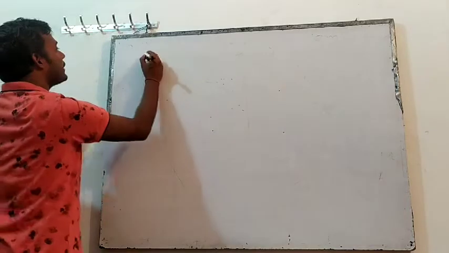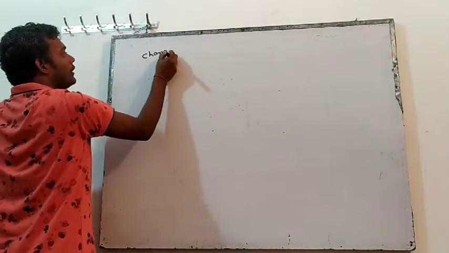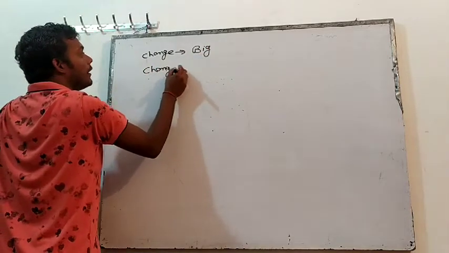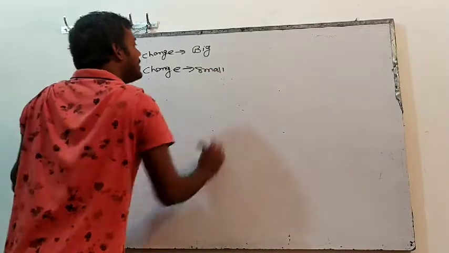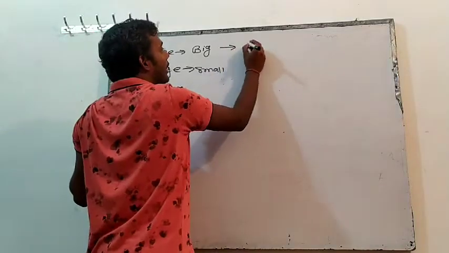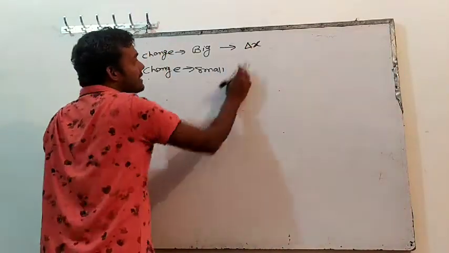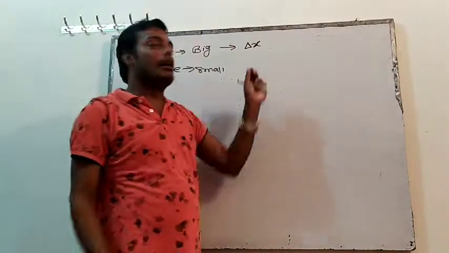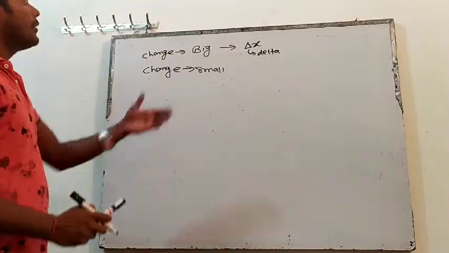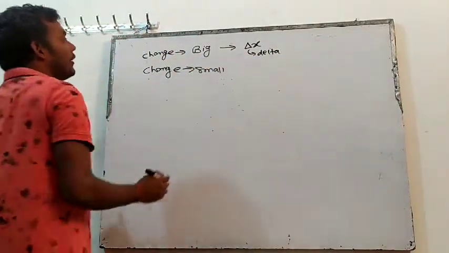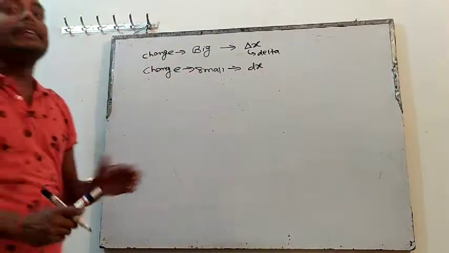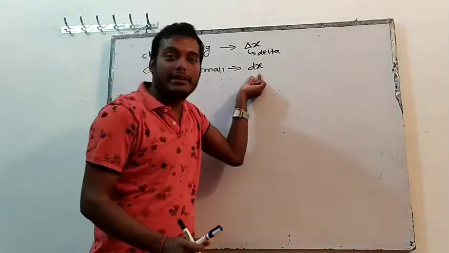Now see, if I talk about change, change can be big and change can be small. If the change is big, then we write it by delta x, that means change in x. This sign is known as delta. So if the change is big, I will write it with delta x. If the change is small, I will write it by dx. dx means a small change in x.